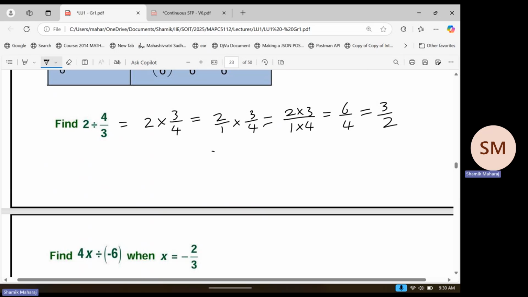I just want to show you, if it was the other way around, 4 over 3 divided by 2. The way you do this is 4 over 3, and you can write 2 as 2 over 1 firstly, though you don't have to do that step if you don't want to. This is the same as 4 over 3 times a half. Change division to multiplication, flip the second fraction.